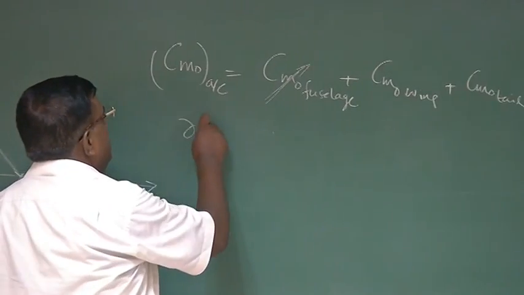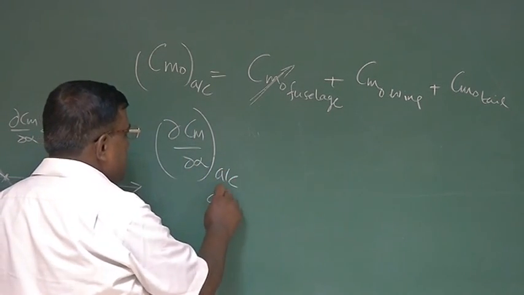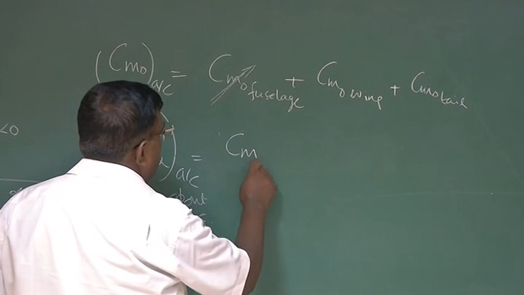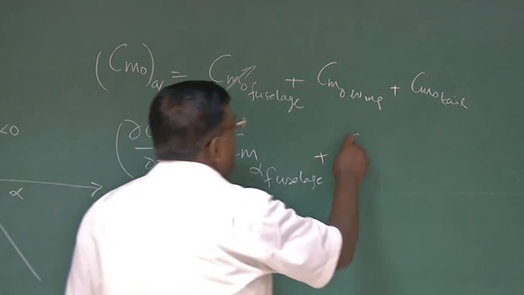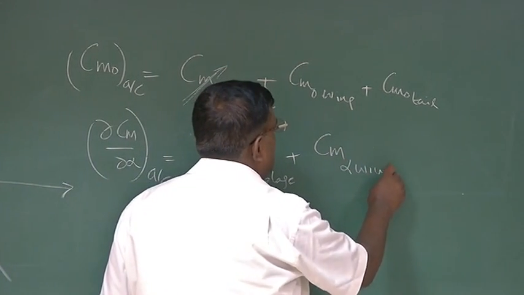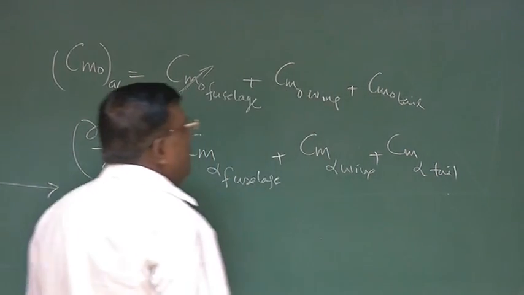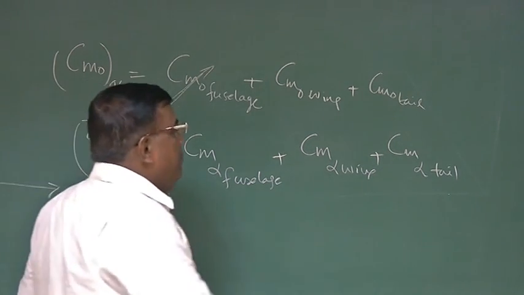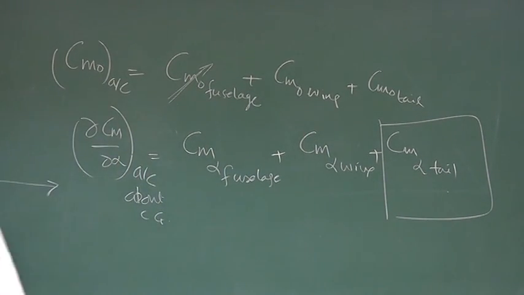Then similarly dCm by d alpha for the whole aircraft, which is about the CG, we haven't forgotten that, the contributors will be Cm alpha fuselage, similarly Cm alpha wing plus Cm alpha tail. But you can very well appreciate that the Cm alpha, the static stability part, we are expecting primarily from the tail, and that is why it is also called horizontal stabilizer.